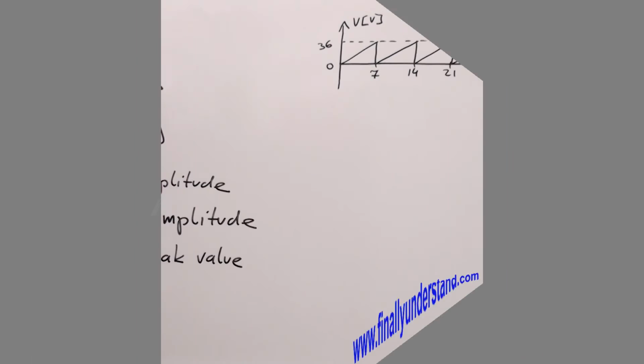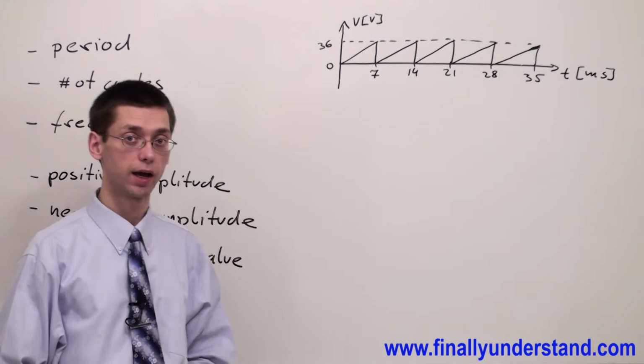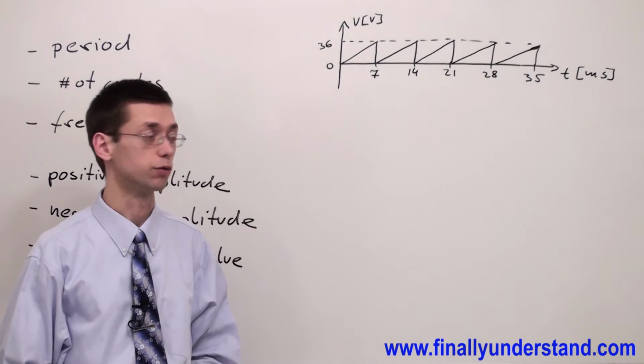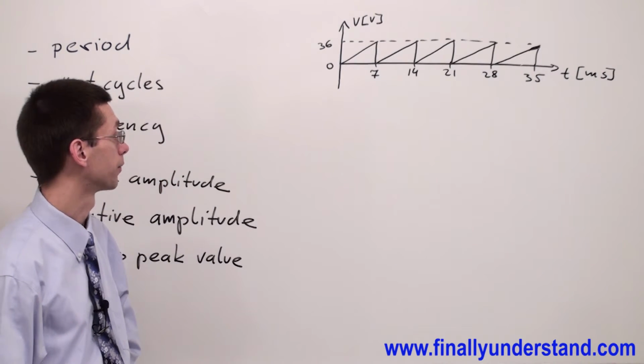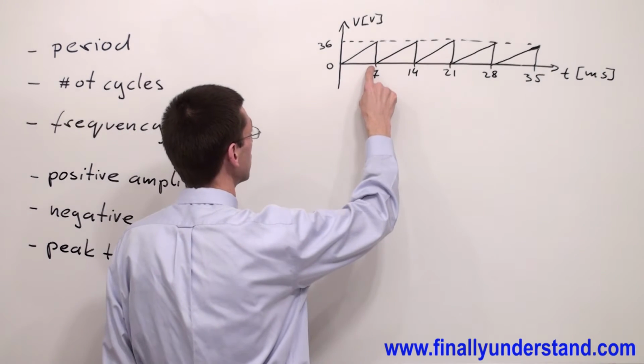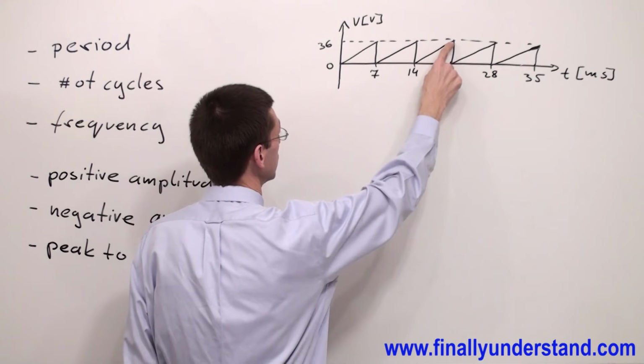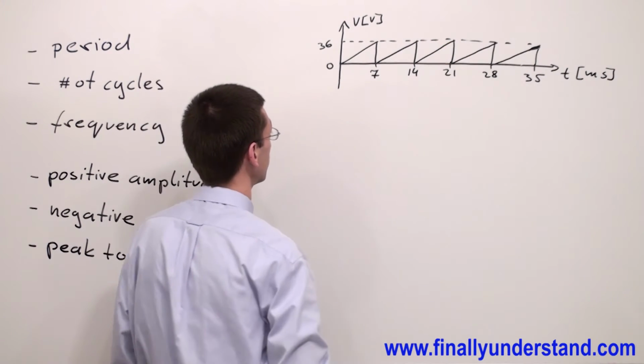This time, let's talk about the sawtooth waveform. First, we have to find the period. Period is the time which is required to finish one full cycle. This is one full cycle of my waveform. This is another cycle, this is another cycle, and another one.